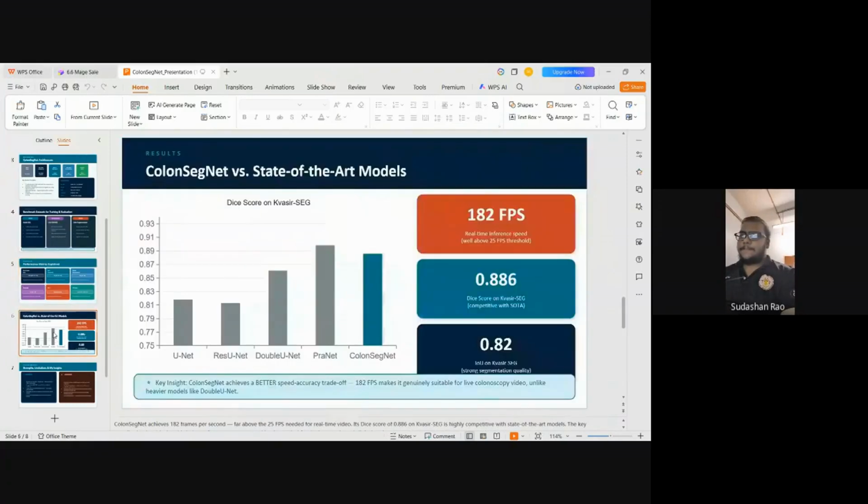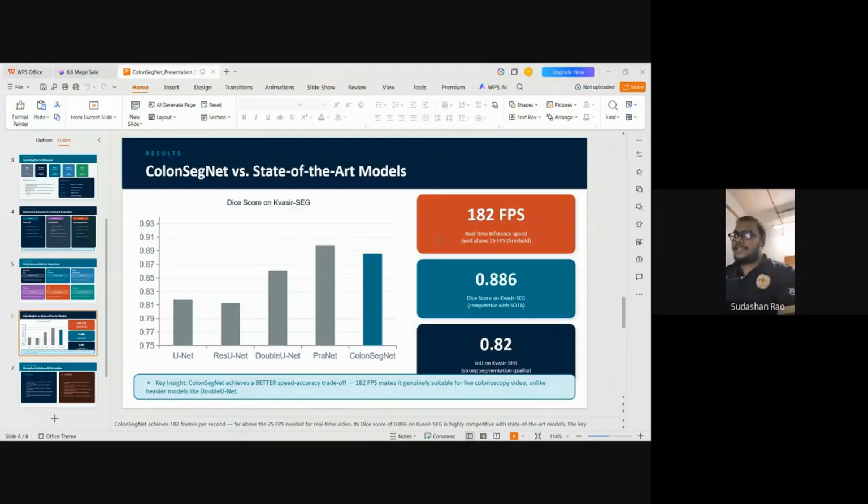Let's go to slide 6, which is the results. On Kvasir-SEG, ColonSegNet achieved a dice score of 0.886 and IOU of 0.82, highly competitive with state-of-the-art models like UNet, ResUNet, WNet, and PraNet. PraNet achieves a slightly higher dice of 0.898, but it runs much slower and is not suitable for real-time use. ColonSegNet runs at 182 frames per second, more than 7 times the 25 frames per second minimum required. This is the paper's main contribution, the right balance of accuracy and speed. Cross-dataset testing also confirmed good generalization performance on CVC-ClinicDB.